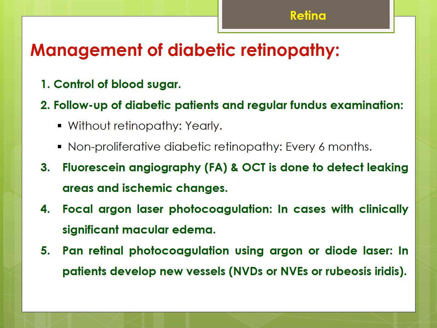First, control of blood sugar. Second, follow-up of diabetic patients with regular examination. If the patient is without retinopathy, it is yearly; with non-proliferative diabetic retinopathy, every 6 months. Fluorescein angiography and optical coherence tomography are done to detect leaking areas and ischemic changes.